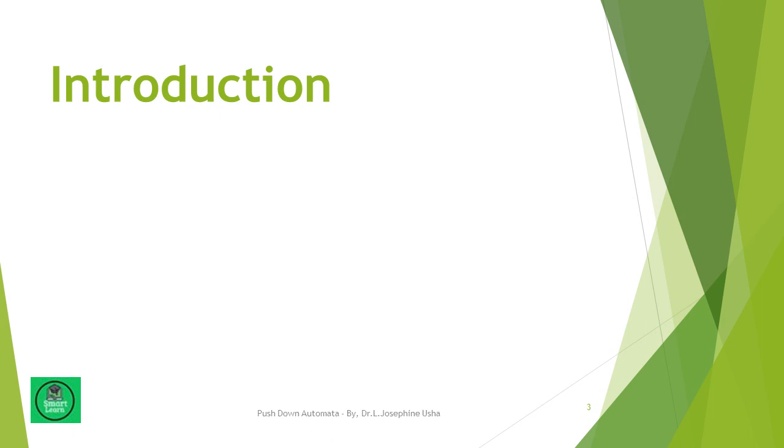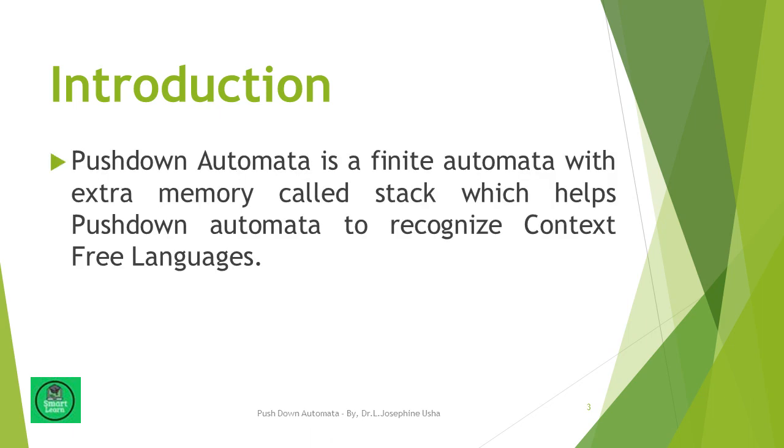Next we see the introduction. So what is pushdown automata? Pushdown automata is a finite automata with an extra memory called stack. First we see what is finite automata. Finite automata is an abstract model of a computing machine. So the finite automata with the extra memory called stack is called a pushdown automata.